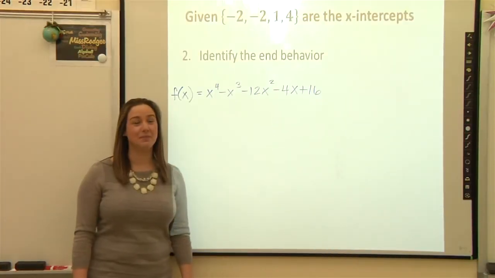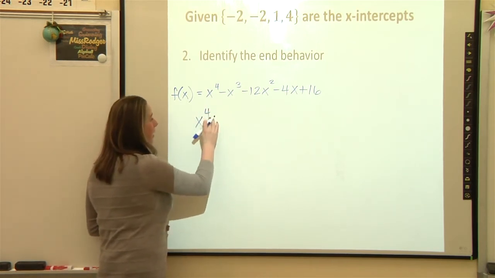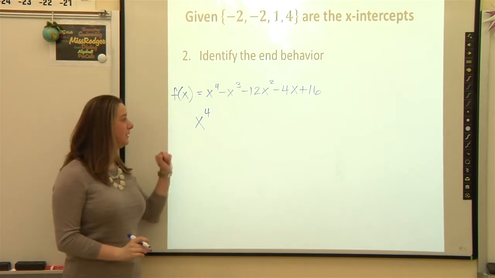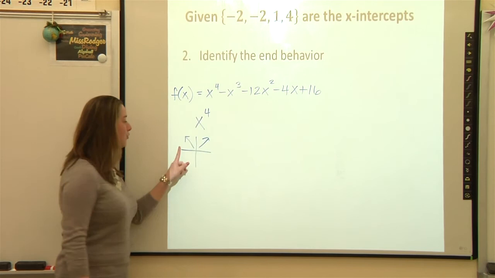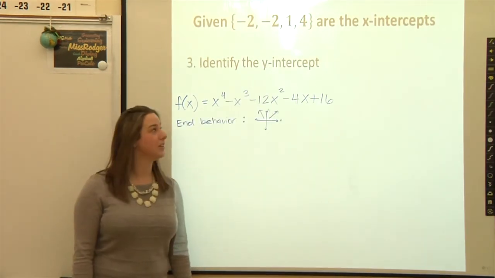Let's take a look at the end behavior for this polynomial. So my highest power is 4, and my leading coefficient is 1, and this is positive. So I know my end behavior is going to rise on the left and rise on the right. Let's now find the y-intercept.